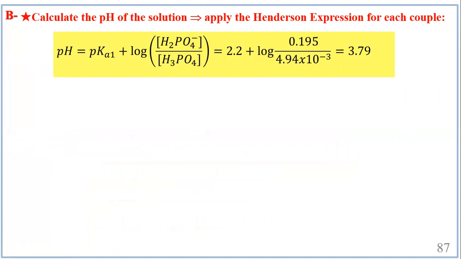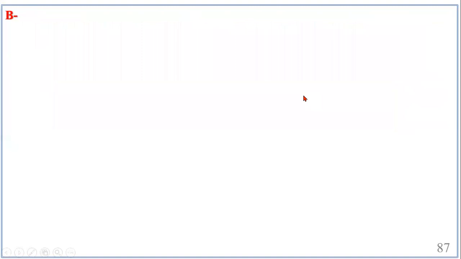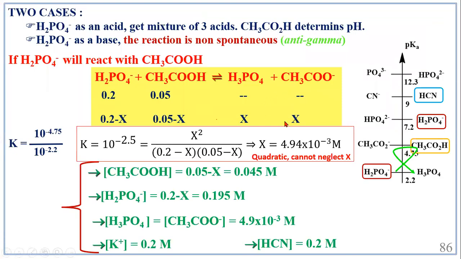And so what do I have to do? Of course, I was asked for pH. If I'm asked for pH, I can choose either couple: the H3PO4 with the H2PO4 couple, whose concentrations I found, or I can choose the acetic acid couple, whose concentrations I also found. Use Henderson because I have a conjugate base and acid. In this case, can I neglect anything? Again, I could have neglected my products.